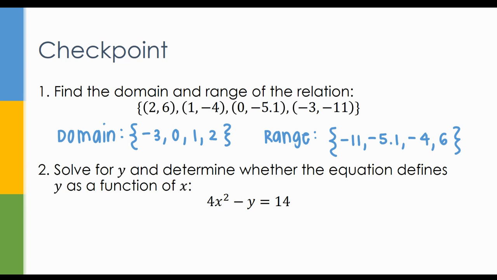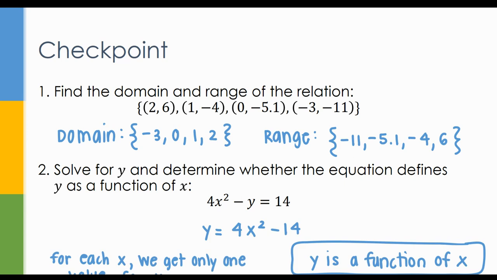So hopefully you did the problem, you saw that, okay, all of the x values are my domain. So once again, I like to go from smallest to biggest. So -3, 0, 1, and 2. And notice that I have them in the little brackets. My range, all the y values going from smallest to biggest would be -11, -5.1, -4, and 6. Once again, it's in the brackets.